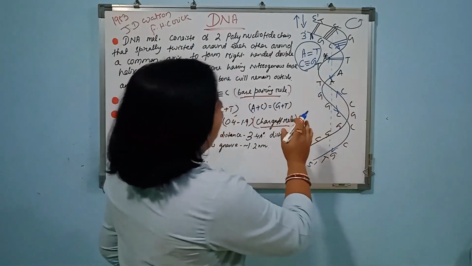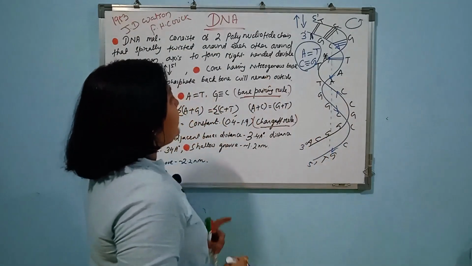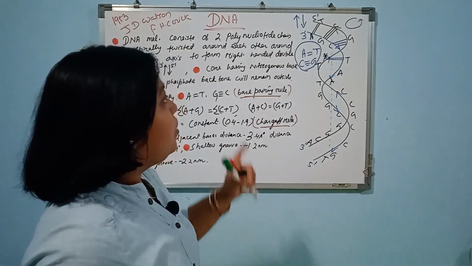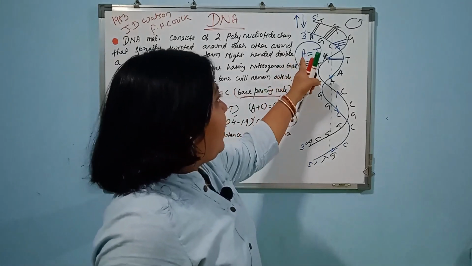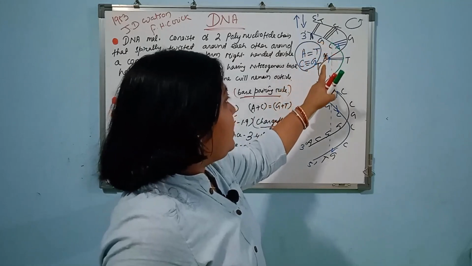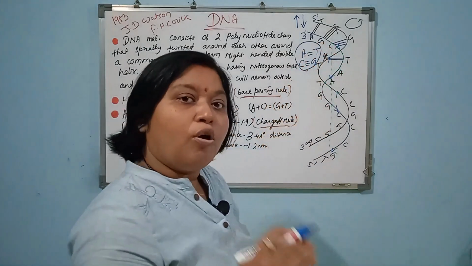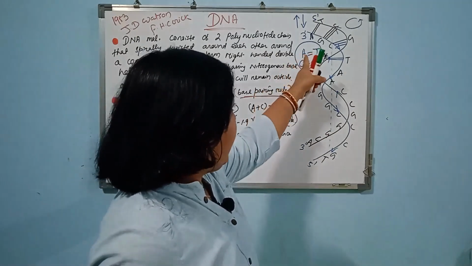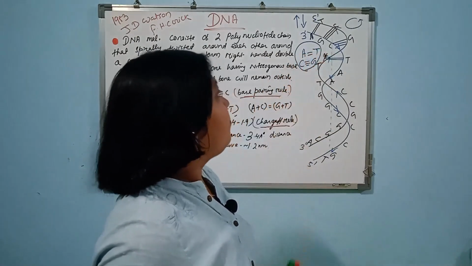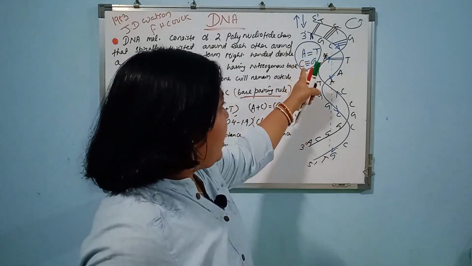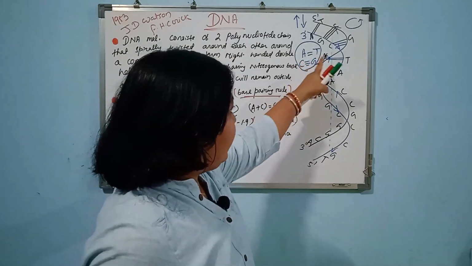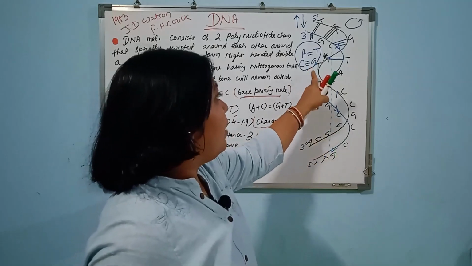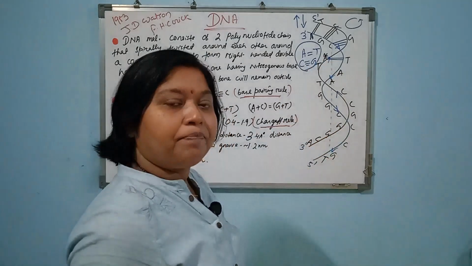It will also follow another rule, that one is Chargaff's rule. What does this Chargaff's rule say? The number of adenine you will find in DNA is equal to the number of thymine. It's right, because A will bind with thymine, and the number of cytosine you will find in DNA is the same as the guanine present in DNA.